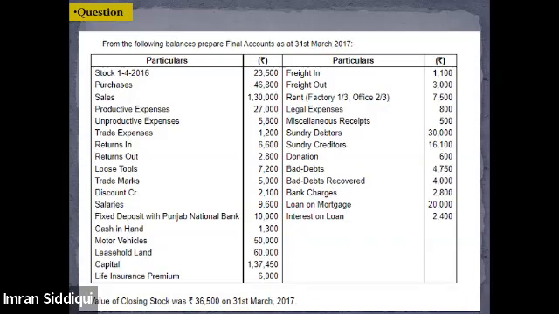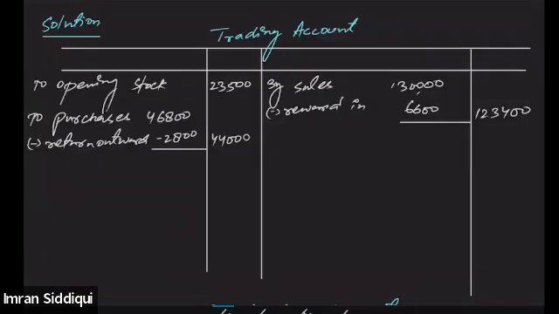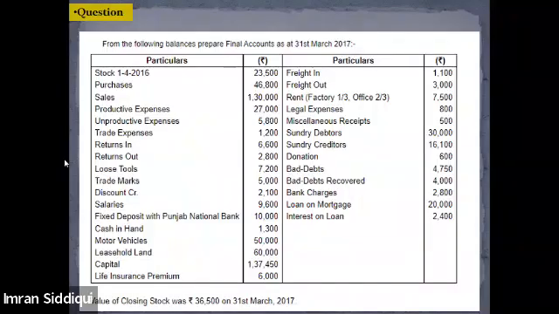Then we have productive expenses. What are productive expenses? Productive expenses basically means all production related expenses. And I've already discussed in the previous sessions that all production related expenses which are directly incurred on production are considered direct expenses and need to be recorded in the trading account. So, to productive expenses, 27,000.